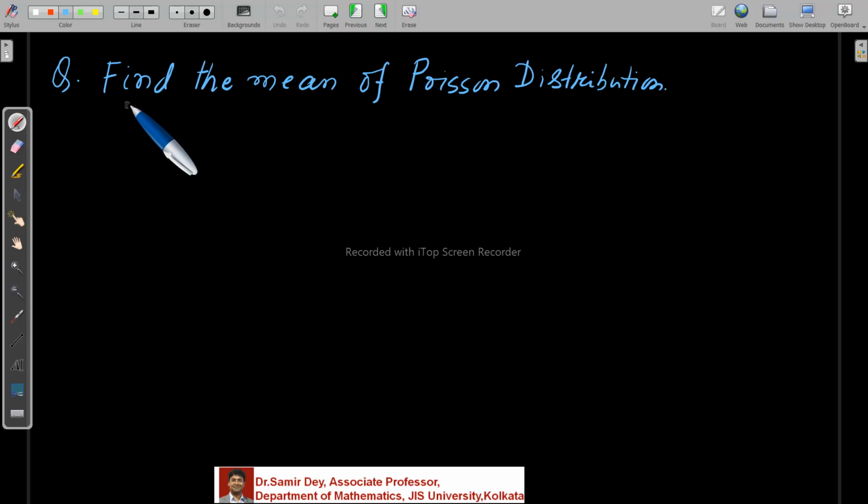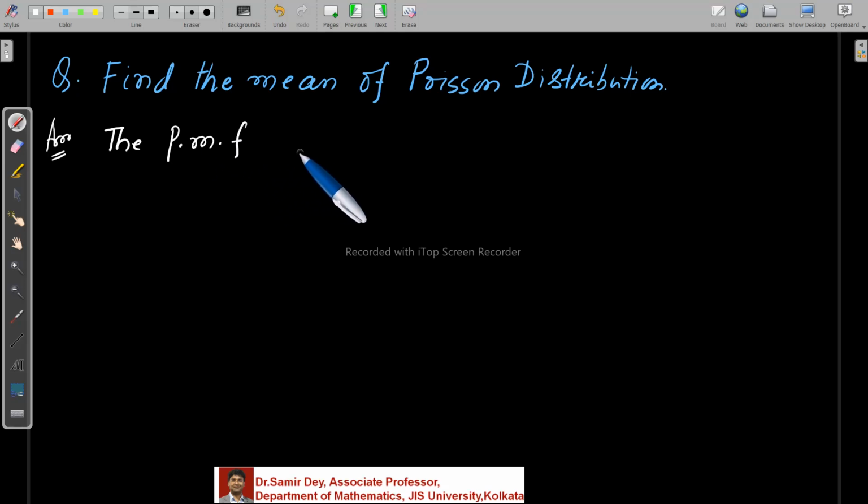First you write down this proof, or you may write answer. So if you want to find the mean of Poisson distribution, first you need to write down the PMF. So please write down the PMF.